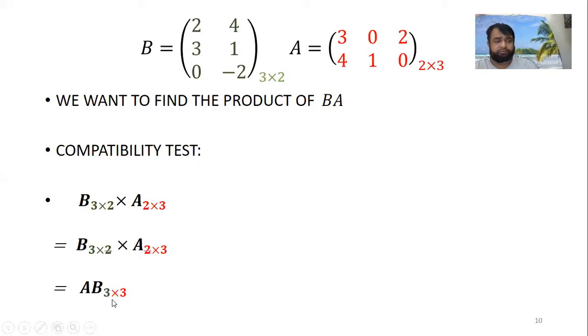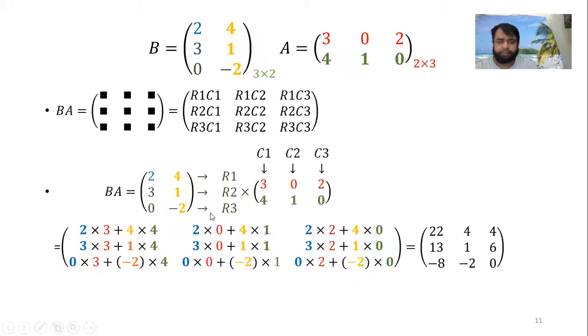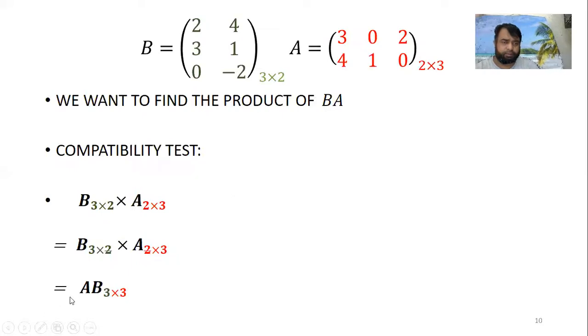So the product of AB will have, BA. There should be a correction here. Not AB, this should be BA. Okay, this should be BA.